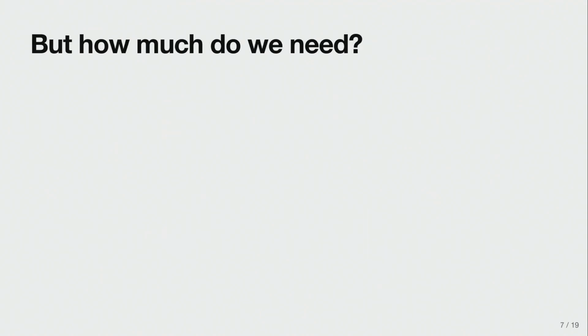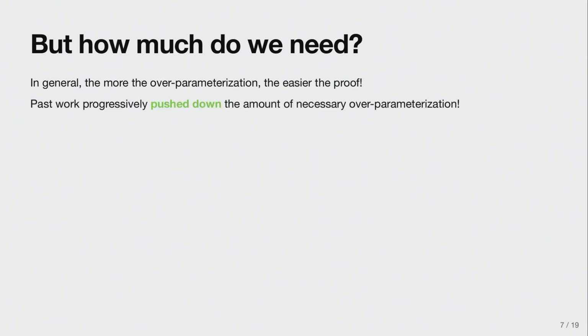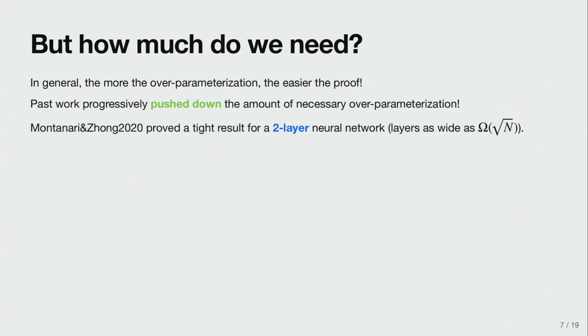The question is, how much should we be overparameterized? The story is that the more overparameterized you are, the easier the proof becomes. There is a line of work that progressively pushed down this necessary overparameterization. There is also work that recently achieved tight overparameterization. As soon as the ratio between the parameters and the number of samples diverges, even very slowly, then the smallest eigenvalue is larger than zero.